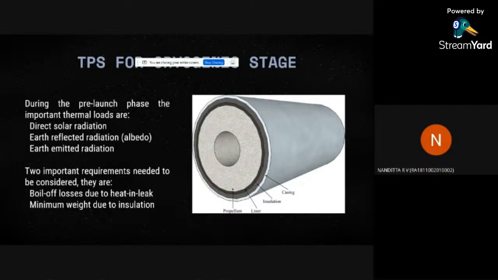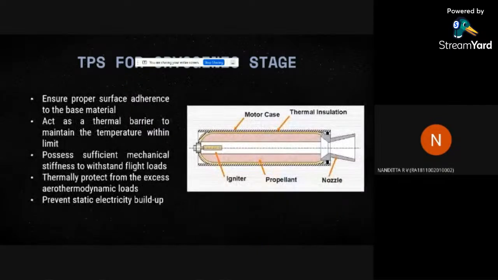It is depicted so that the heat generated from the casing due to harsh environments does not affect the properties of the propellant which is inside the liner. Continuing that, I'll be explaining the conditions which we need to consider. We must ensure surface adherence to the base material which we'll be using. It should act as a thermal barrier to maintain the temperature within allowable limits.